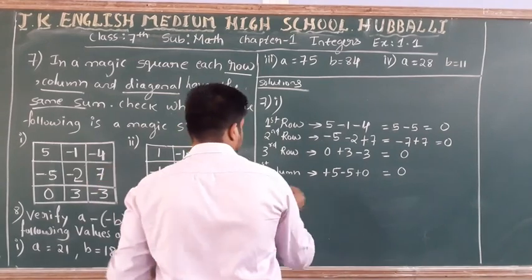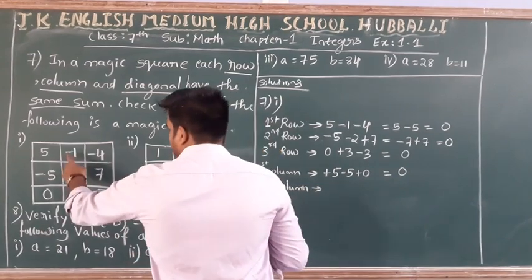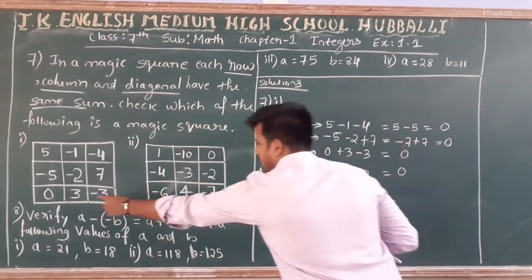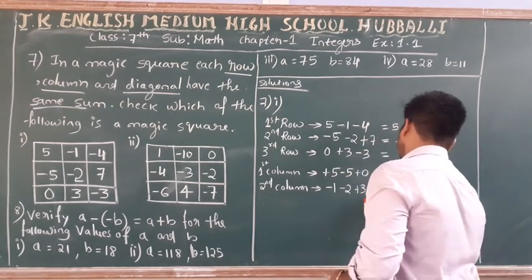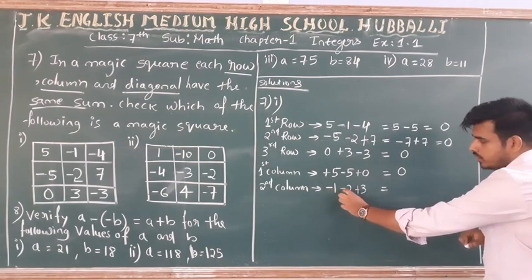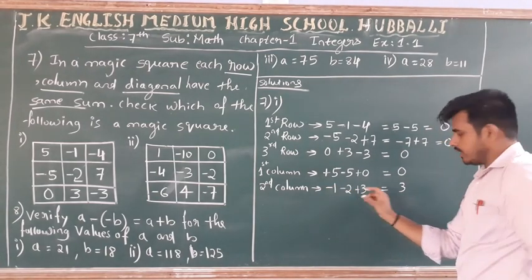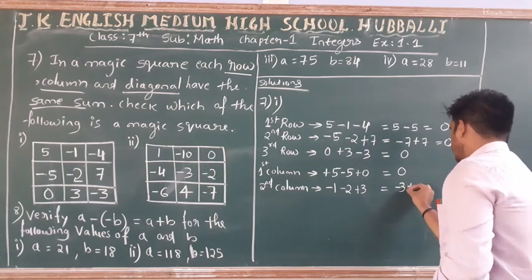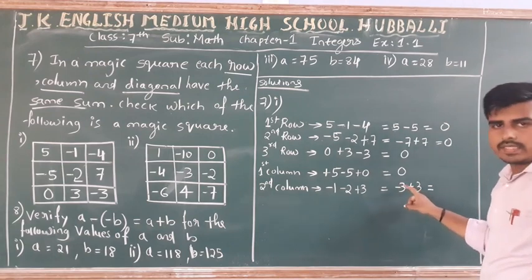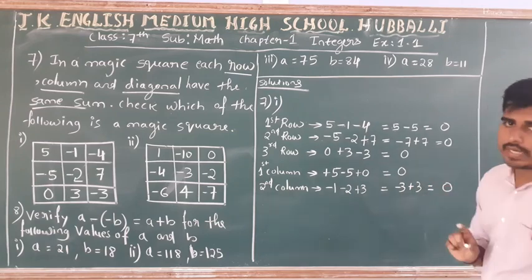Go for the second column. In the second column: minus 1, minus 2, 3 means plus 3. Try to solve it. This one is positive, the remaining 2 are negative. So first solve these two. Minus 1, minus 2: same sign, add these two. 1 plus 2, 3. Among these two, 2 is greater, its sign is minus, therefore it will get the sign minus. And this plus 3 as it is. Now one is negative, another one is positive. You have to subtract the numbers. 3 minus 3 will give you 0.